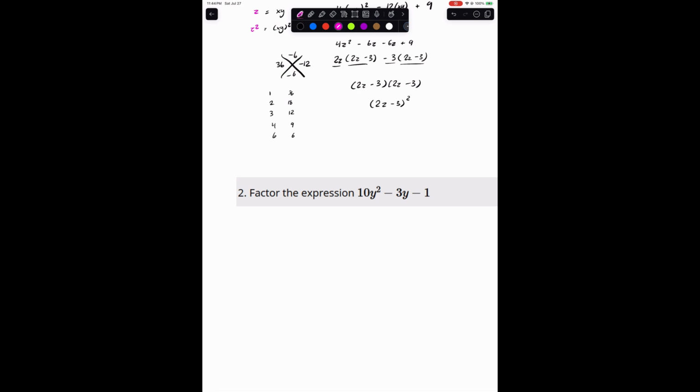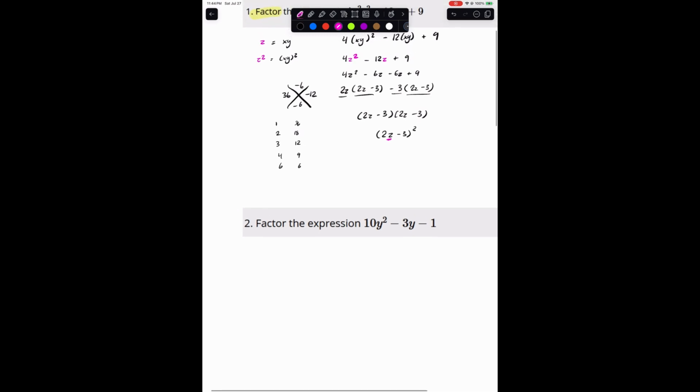But then we have this z still here, right? We need to make sure that we put our original variables back. So we get 2xy minus 3 squared. And that is my first answer.